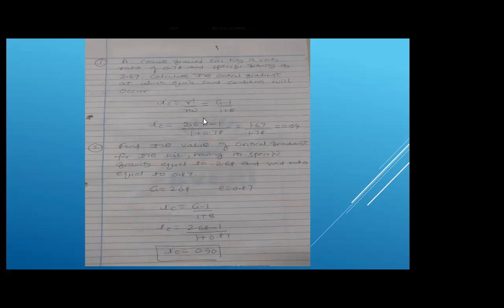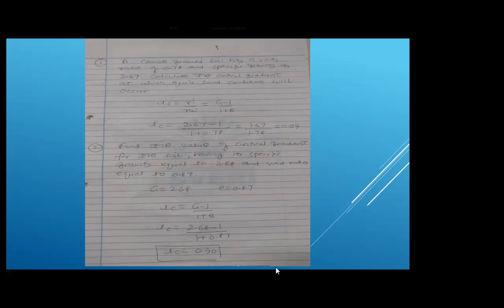So IC is given by gamma dash by gamma W or G minus 1 divided by 1 plus E. IC is equal to G minus 1 divided by 1 plus E, that is 2.67 minus 1 divided by 1 plus 0.78. If you simplify this, 1.67 divided by 1.78, it is 0.94. Remember, this question is generally asked in the examination, so remember the formula for critical hydraulic gradient.